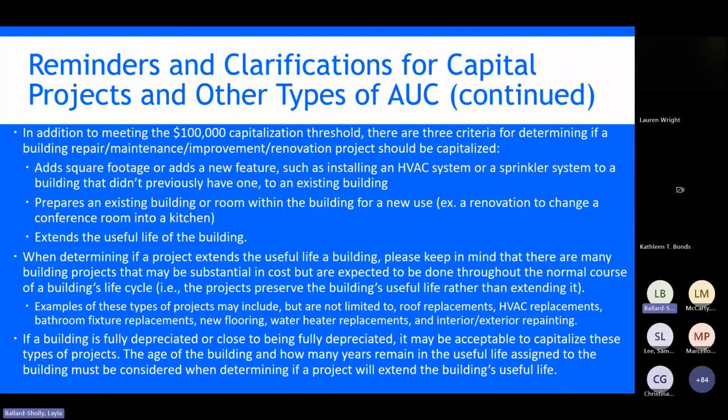Last thing, I think some people thought that if they did anything that resembled a building improvement, as long as it met the threshold, they just capitalized it. And that is not correct.